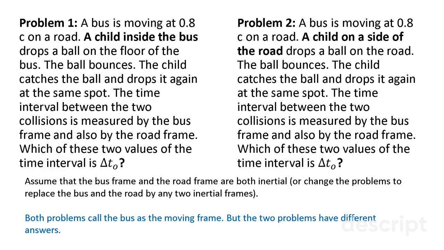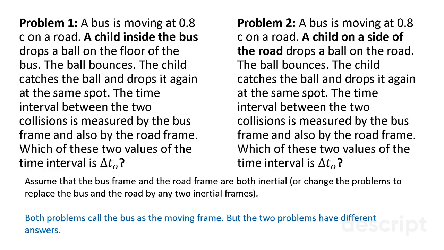Problem 2. A bus is moving at a speed of 0.8 times the speed of light on a road. A child on a side of the road drops a ball on the road. The ball bounces, the child catches the ball and drops it again at the same spot. The time interval between the two collisions is measured by the bus frame and also by the road frame. Which of these two values of the time interval is the proper time interval?